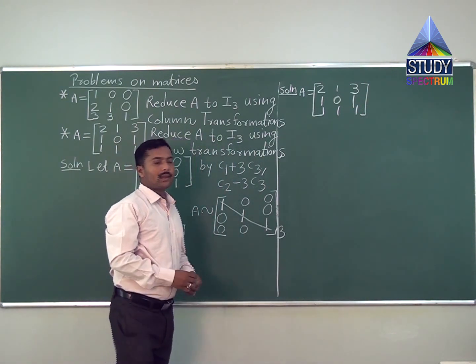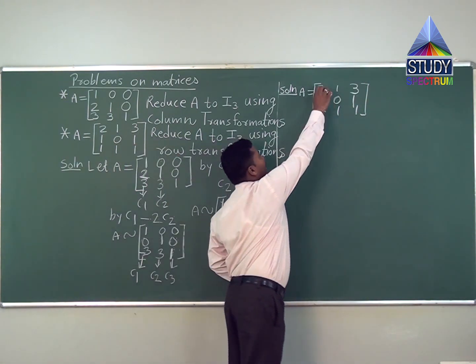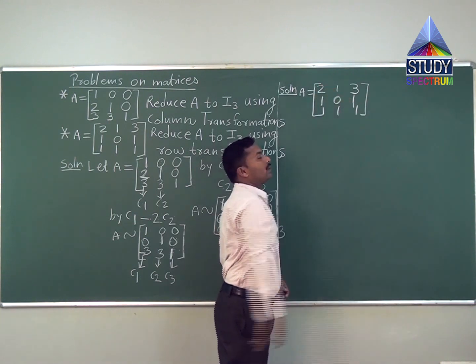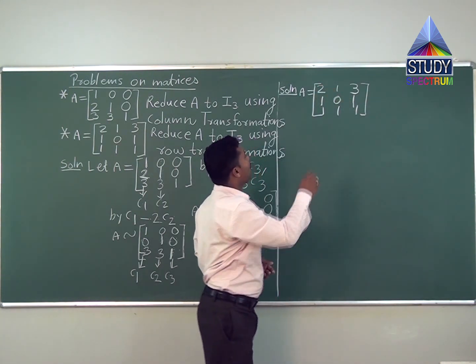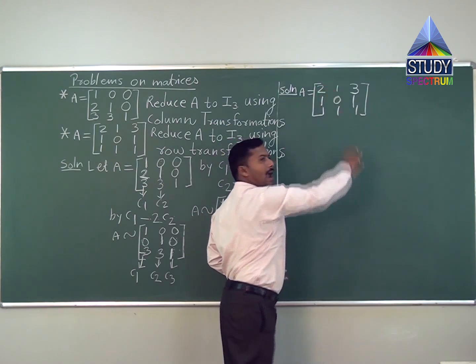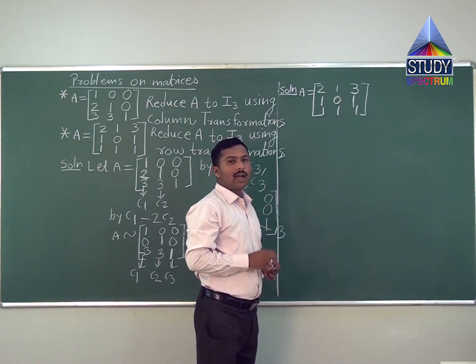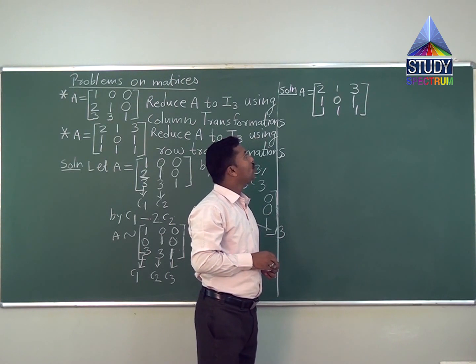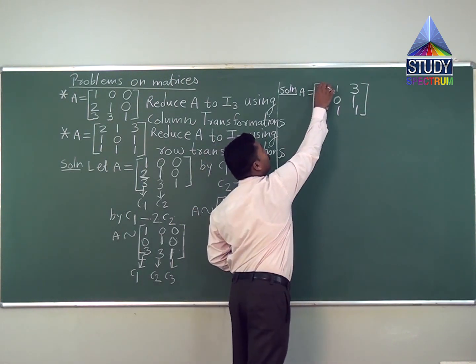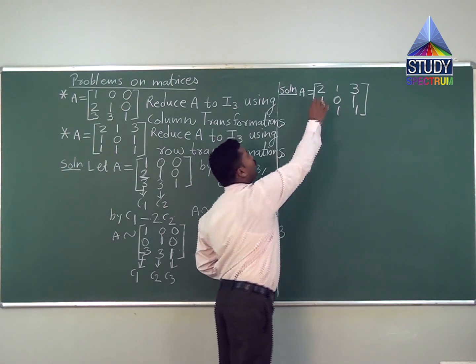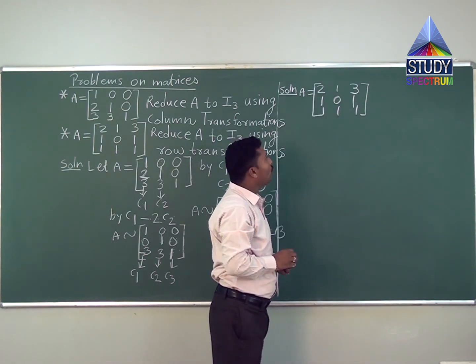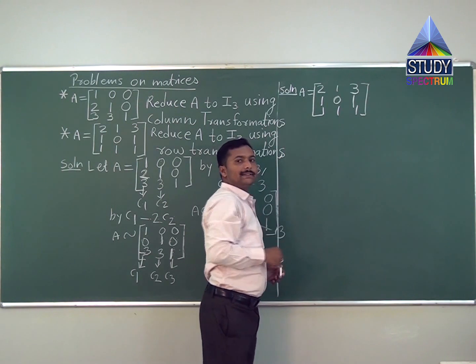So here the first diagonal number is 2. We want to make this diagonal number a 1. We want to make this 2 a 1. I want 1 instead of 2. So how do we make this?